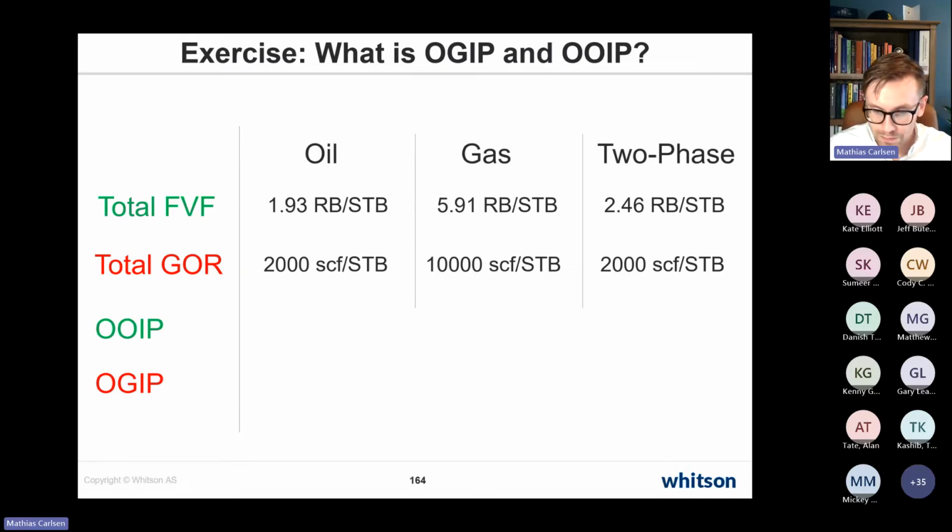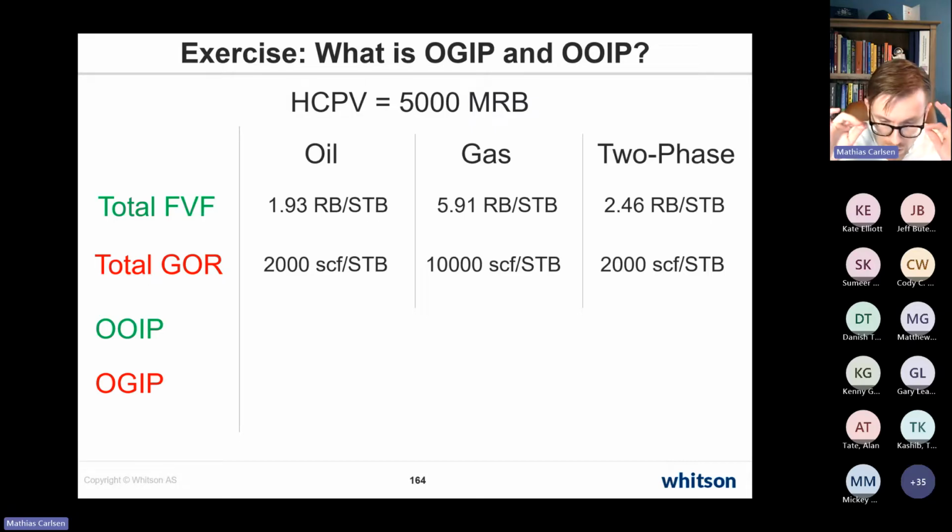But if you want to do it, and also if you're watching the recording, you can take this exercise right here, where we have three different cases. We have an oil scenario, a gas scenario, and a two-phase scenario, where in all cases the hydrocarbon pore volume is 5 million reservoir barrels. And these are three different reservoirs.